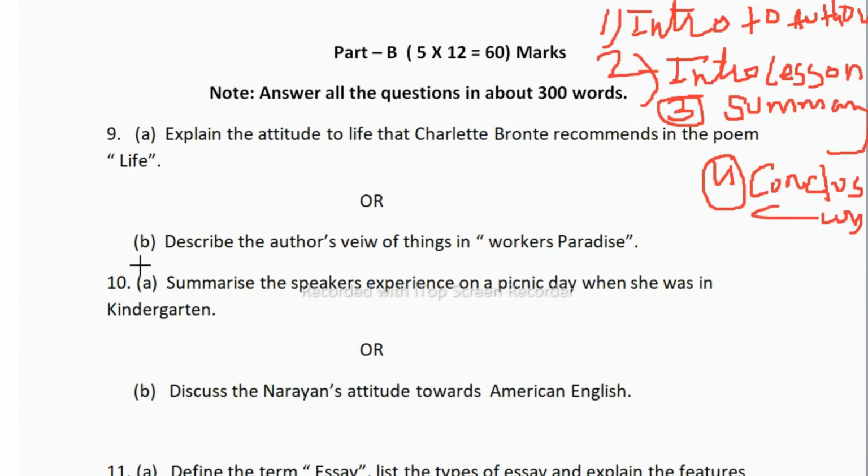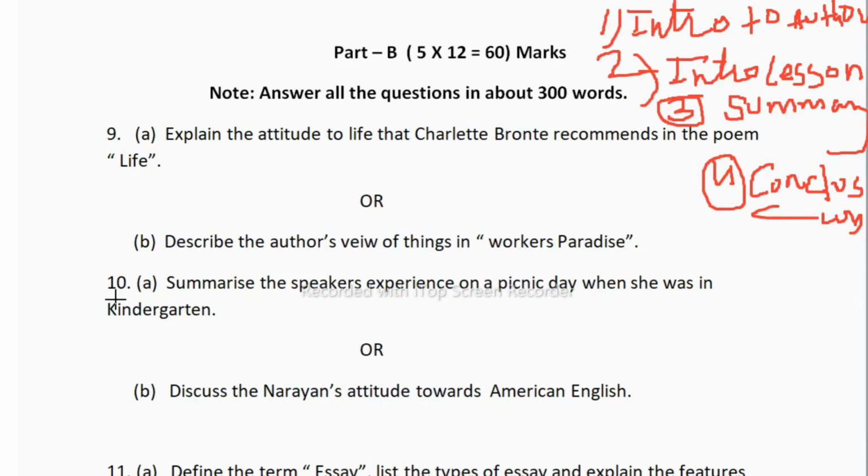Now let us see the second one, B. Describe the author's views of the things in Birth's Paradise. Here also you have to do the same thing. First you have to give the introduction of Rabindranath Tagore, who wrote Birth's Paradise. Then you have to give the introduction to the prose, lesson introduction. Then you have to write the summary of the whole prose. Then you have to give the conclusion.